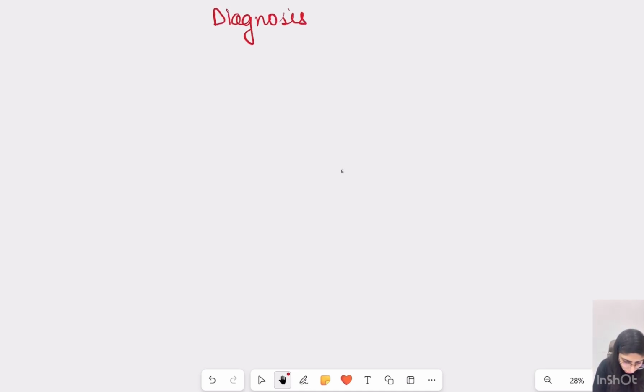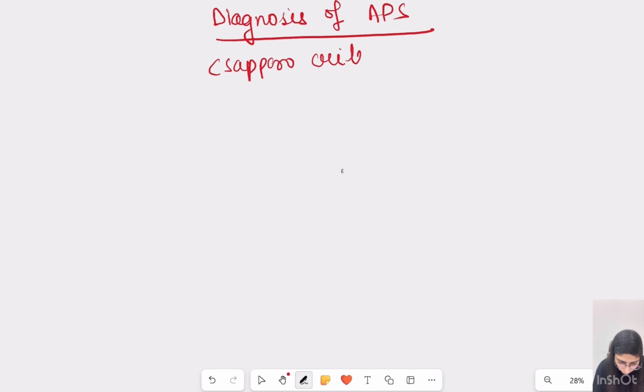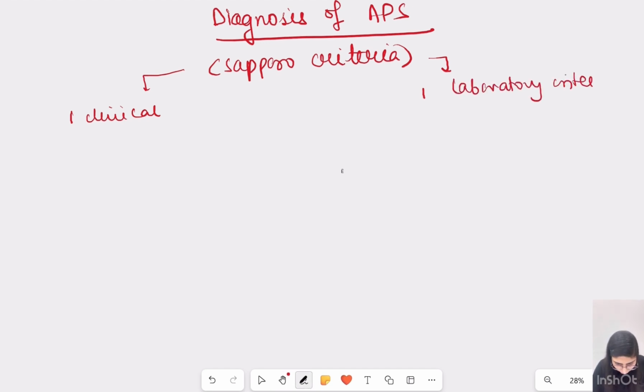So let's talk about diagnosis of antiphospholipid syndrome. So for this we have Sapporo criteria. Right now in Sapporo criteria we should have one clinical plus one laboratory criteria in absence of other causes of thrombophilia. Now what can be the other causes of thrombophilia?